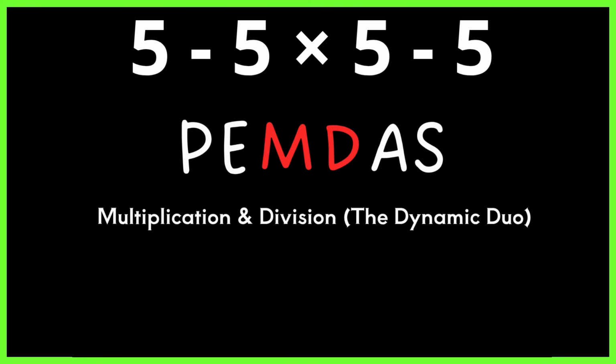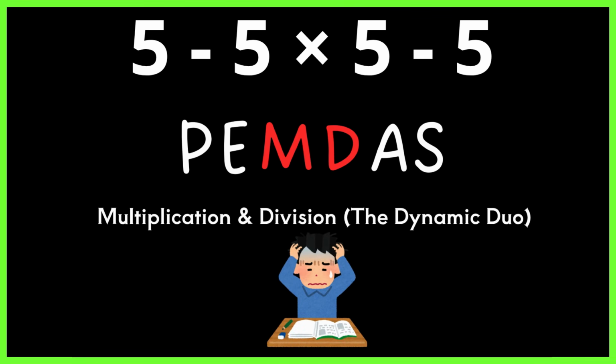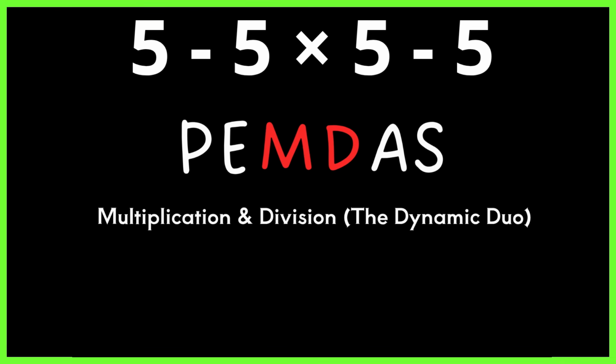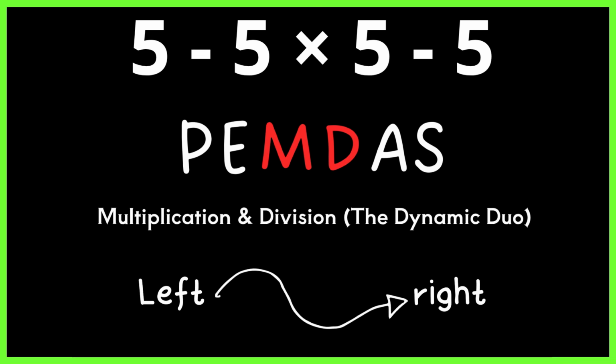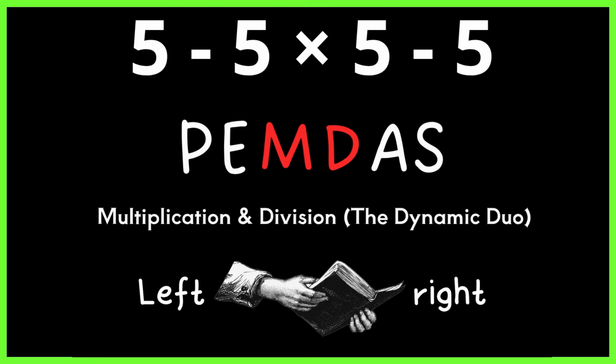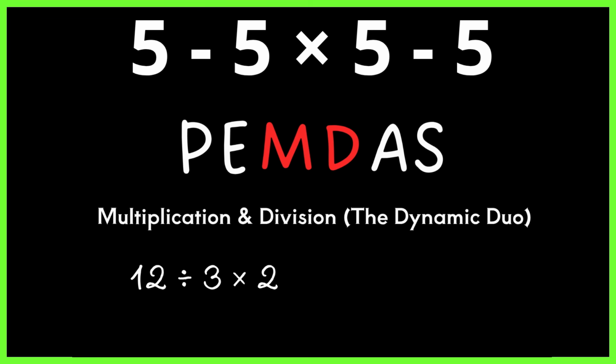M and D for multiplication and division. This is where most people fail. These two are equal partners. You do not always multiply first. Instead, you solve them from left to right, just like you are reading a book. Example, 12 divided by 3 times 2. Moving left to right, 4 times 2 equals 8.